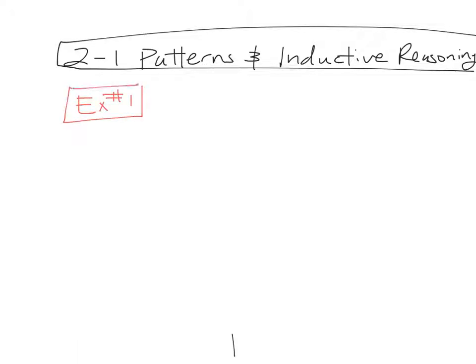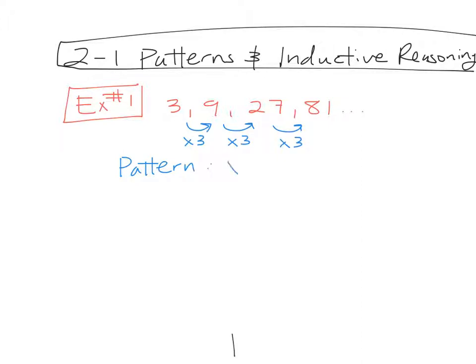So for instance, if I gave you this setup, I want to know what pattern you're seeing, and therefore what the next two terms would be. Jordan? Multiplying by 3. Right, you are multiplying by 3 to get to the next one each time. So times 3, times 3, times 3. They're going to ask you for the pattern, which you would just say is times 3, and then the next two terms.